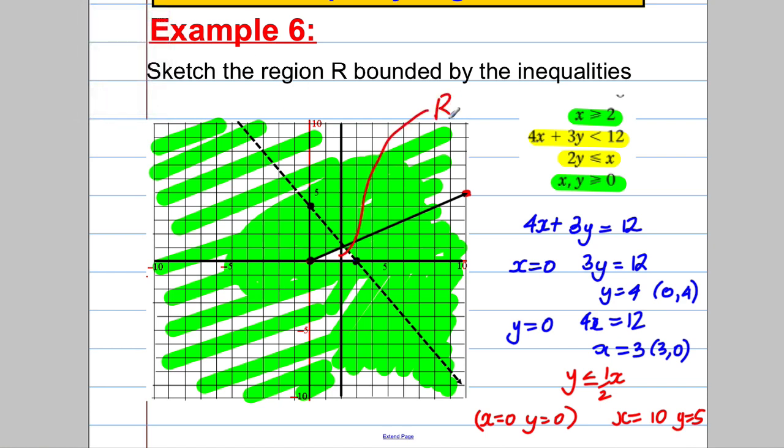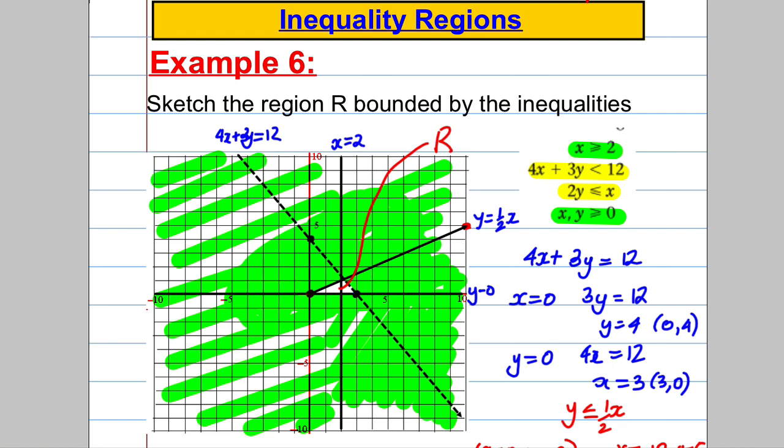Now, a little thing that I should have done as I go along, I should draw these lines. This is the line clearly y equals 0. This is the line x equals 2. This line here was the line 4x plus 3y is equal to 12. And this line here was the line y is equal to a half x. So you should label in your lines as you go along as well. But there's the first region.